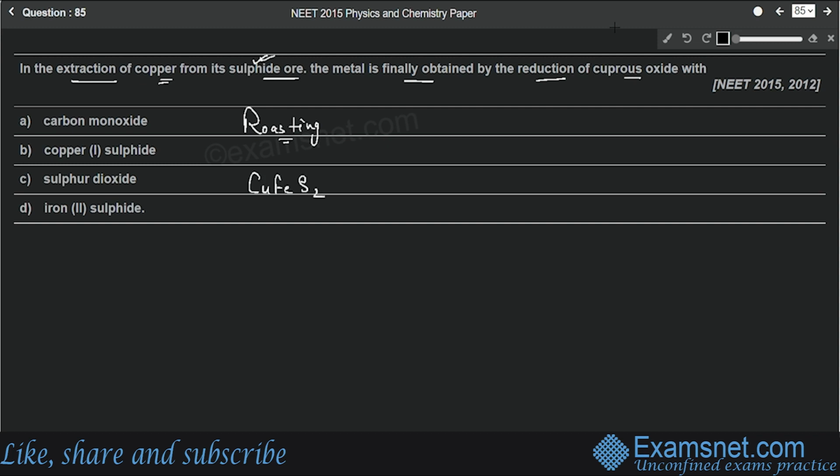CuFeS2, copper pyrite, will react with oxygen, right? It will give copper sulfide Cu2S and FeS. Now these two products that are obtained will further react with oxygen because this reaction is being performed in the presence of excess of air. So this Cu2S, copper sulfide, will react with oxygen to give cuprous oxide, and FeS will give FeO. So now we have got the oxides of these metals.